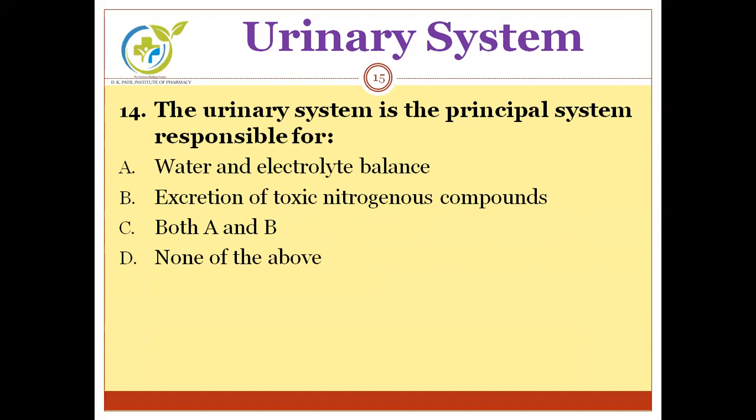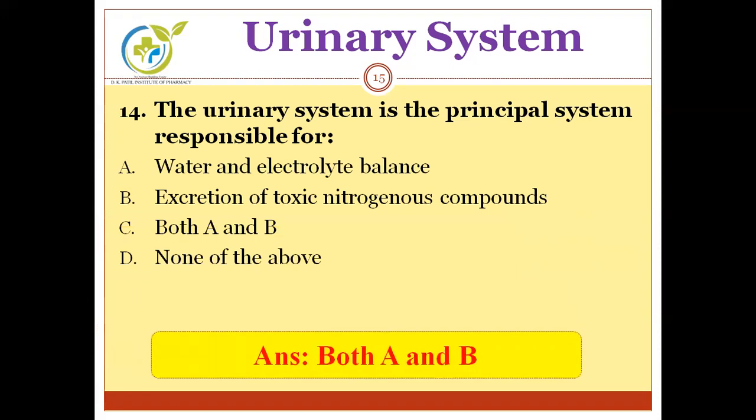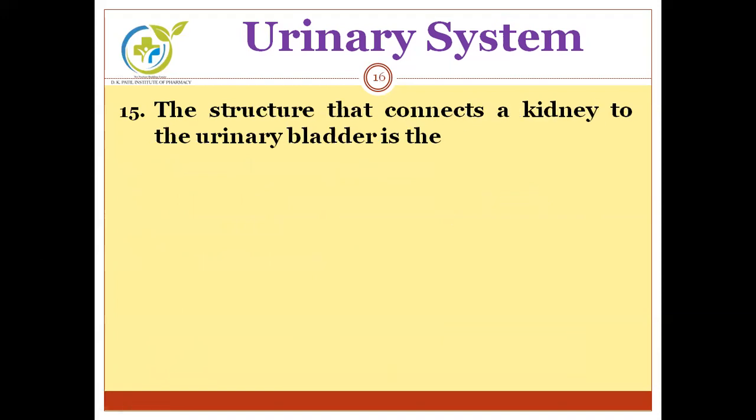Do you know the correct answer? Here we go. Both A and B. That means the urinary system is responsible for water and electrolyte balance along with excretion of toxic nitrogenous compounds also. Moving to the next question.